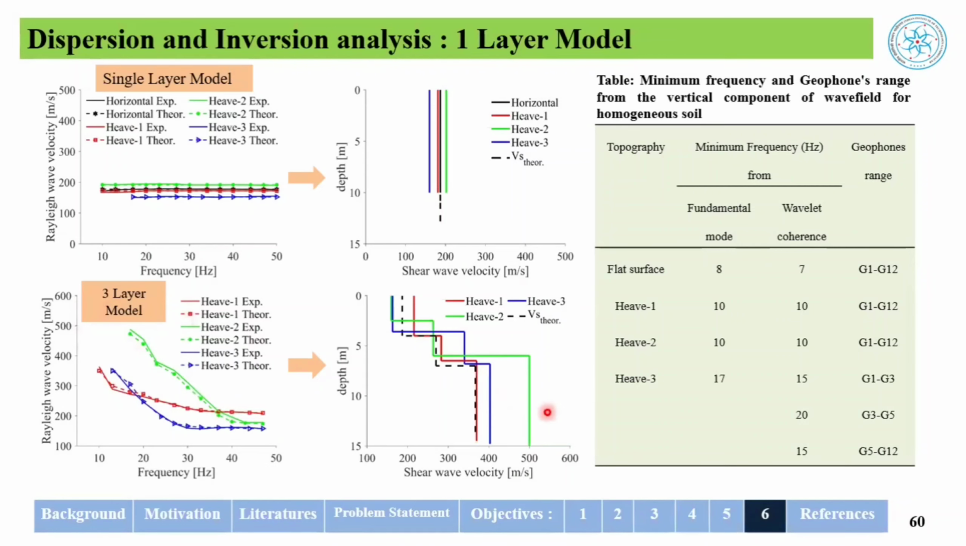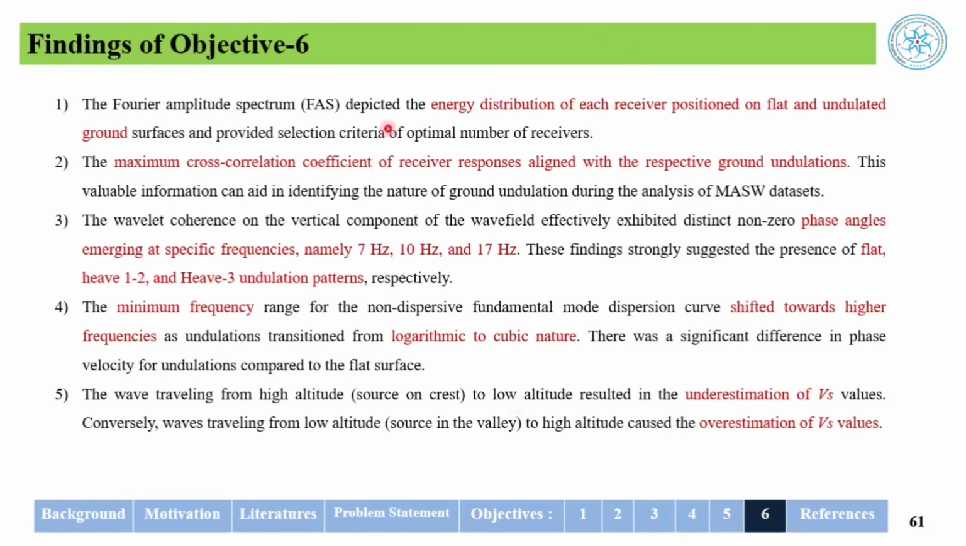From these objectives we have seen that the Fourier amplitude spectrum depicted from these wave fields shows the energy distribution of each receiver, and the maximum cross correlation coefficient of the receiver responses aligns with the respective ground undulation. We defined the frequency range based on the fundamental mode dispersion curve and the wavelet coherence analysis. The minimum frequency range is adopted to decide the effective frequency range of the fundamental mode, which gives the nature of the medium.